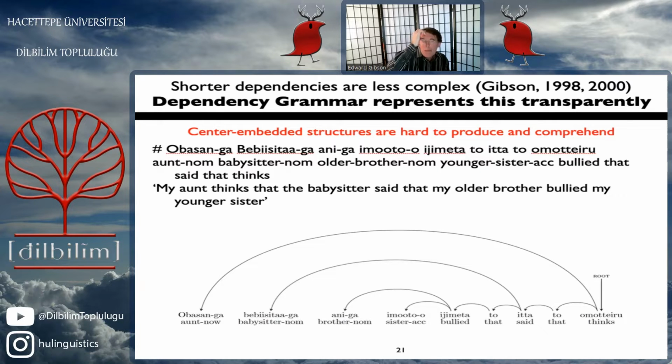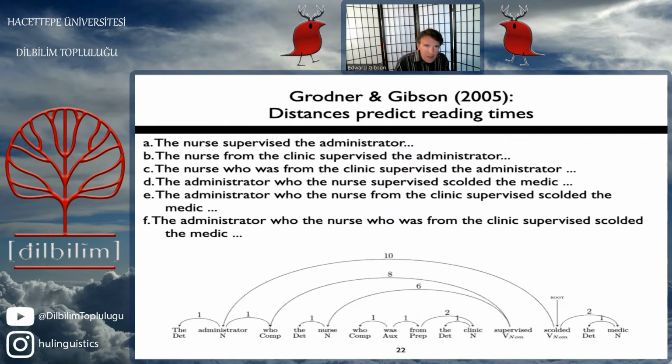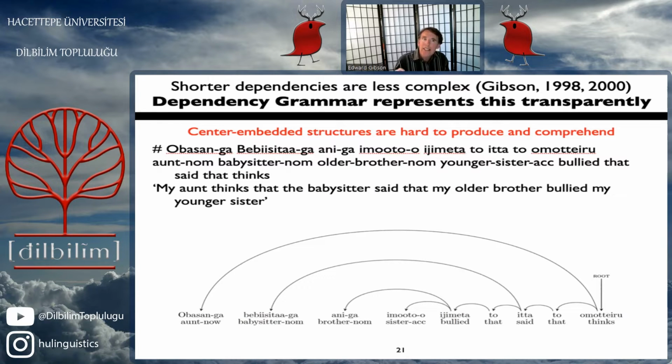Center embedding, when you have long distance connections like that, people just have a really hard time producing and comprehending them. Just can't do it. Doesn't matter what. There's no exceptions to that. I mean, the details are interesting. The details of what exactly makes that hard or easy still need to be worked out to some degree. We're working on that. But certainly the case that the longer the distances are, the worse these things are to produce and comprehend.